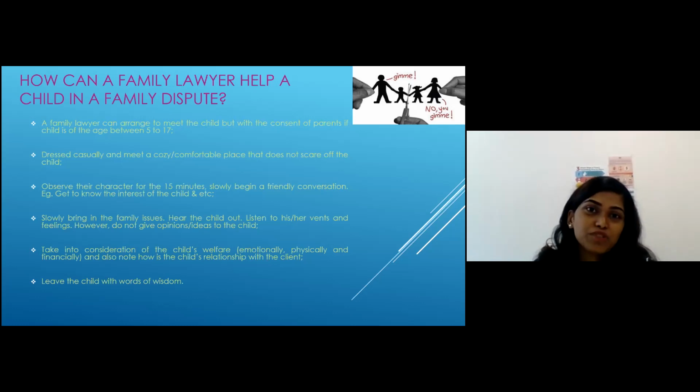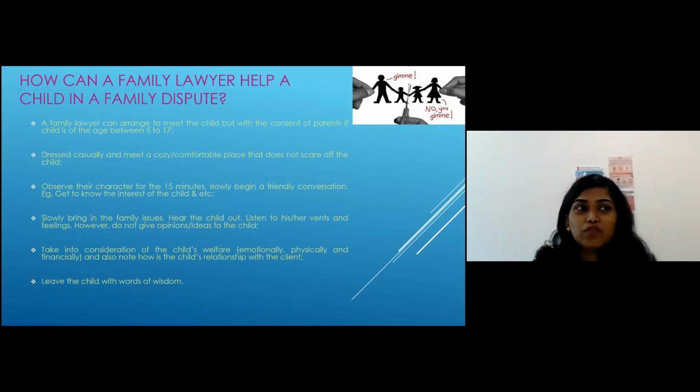Slowly put that topic up to the child, and then we listen to what they feel, and only then get to the end of the topic, in which we have to tell them that, okay, your parents are going through this divorce, so you will have to adjust your living as such, where you will have to spend most of your time with your mom, and probably the weekends with your dad, something like that. You also have to take into consideration the child's welfare, emotionally, physically, and financially. And we also have to note how the child's relationship is with the client.